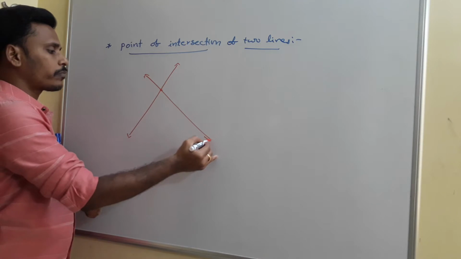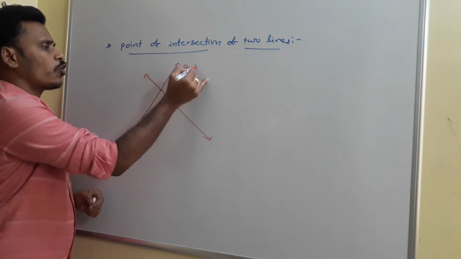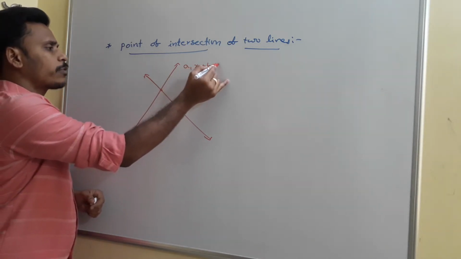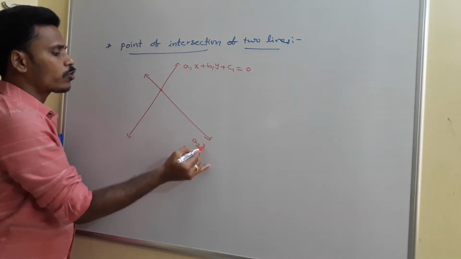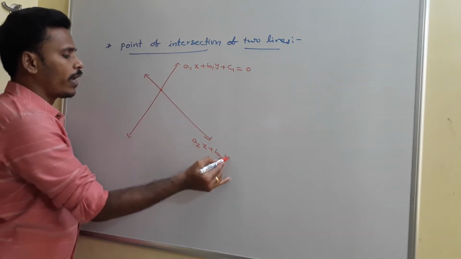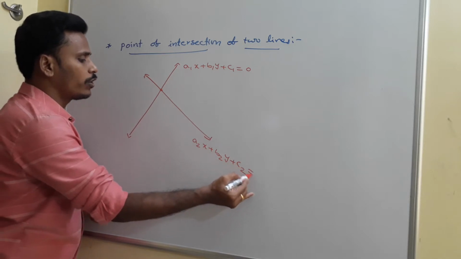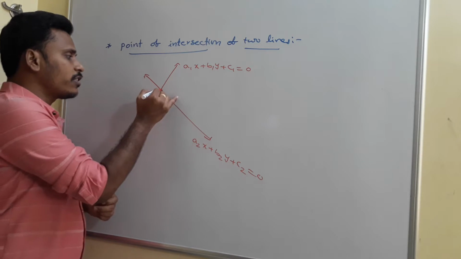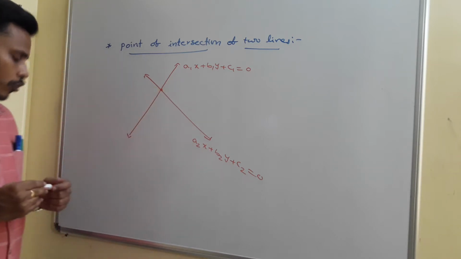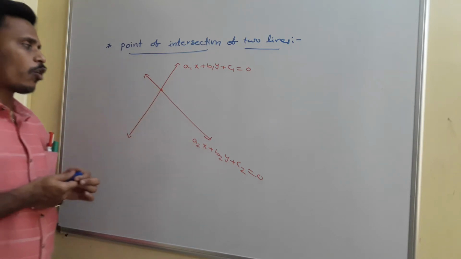Okay, see, for example, if the equation of the first line is a1x plus b1y plus c1 is equal to 0, and the equation of the second line is a2x plus b2y plus c2 is equal to 0. Just look at those two equations, and this is the point of intersection of those two. How to calculate that point of intersection?